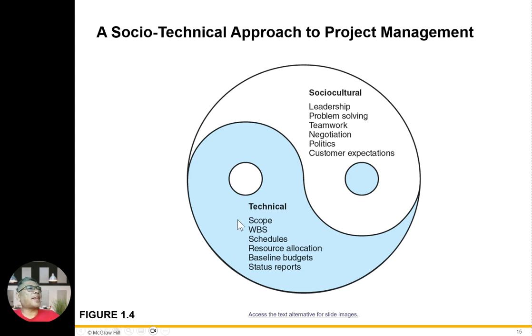Okay, this is like a yin and yang kind of emblem. If you see the yin and yang of Taoism, it's exactly like this, but reversed. It's vertical. This is more like a horizontal style. The socio-cultural side will be leadership, problem solving, teamwork, negotiation, politics, as well as customer expectations. The technical side includes scope, WBS, schedule, resource allocation based on budget, and status reports. So that's basically the social structures.